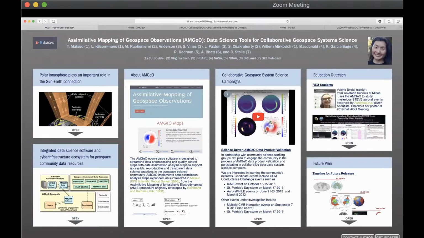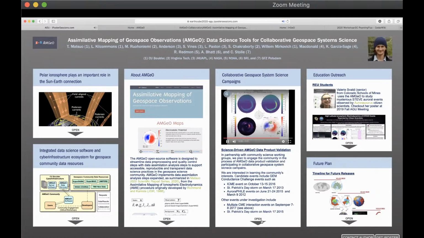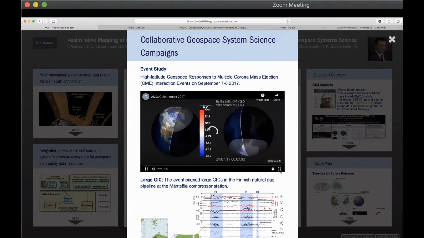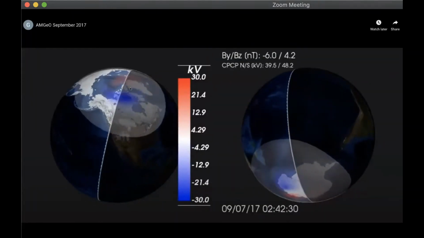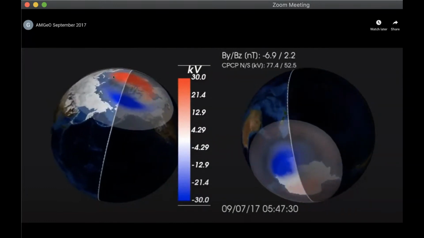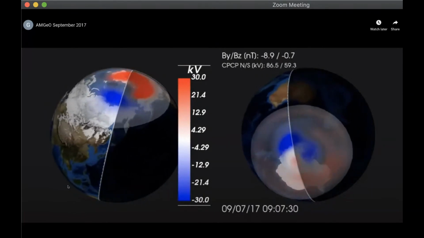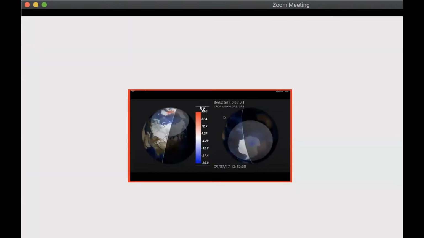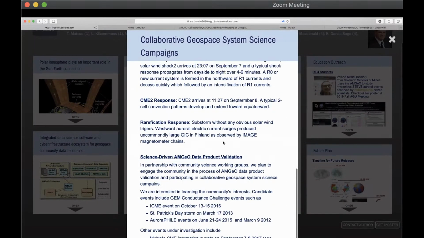Okay. And here you go. This is a section that you could play later. The movies are posted here, so you can see. This is just a rendering of AMGeO electrostatic potential for multiple CME events in early September 2017, and this was an interesting event. It was presented last year at the CEDAR Jam session. So we have a few frames listed here.